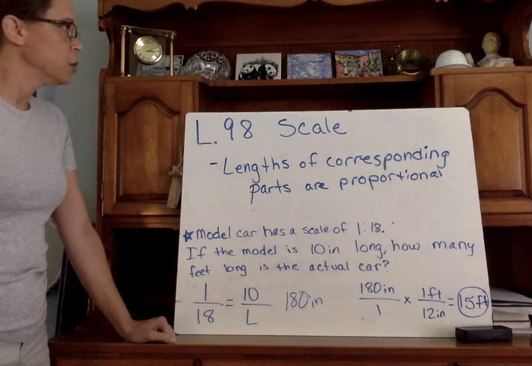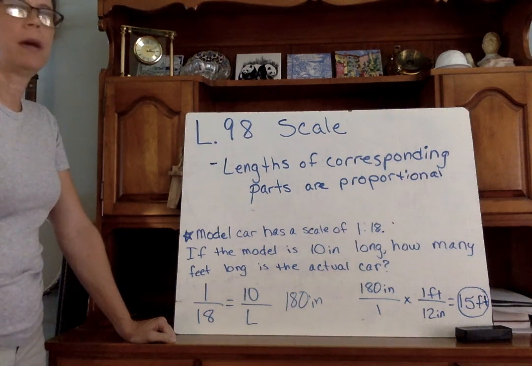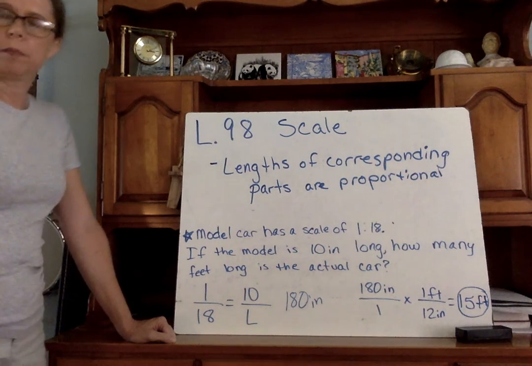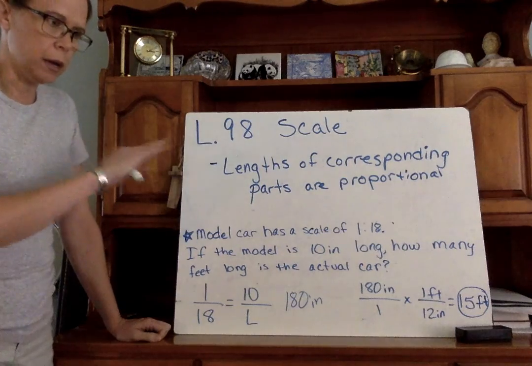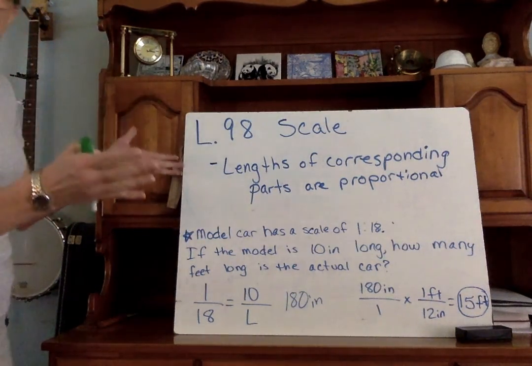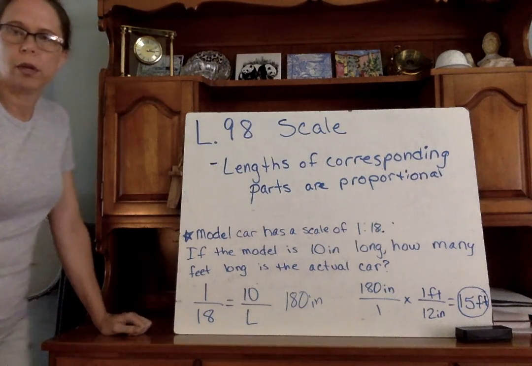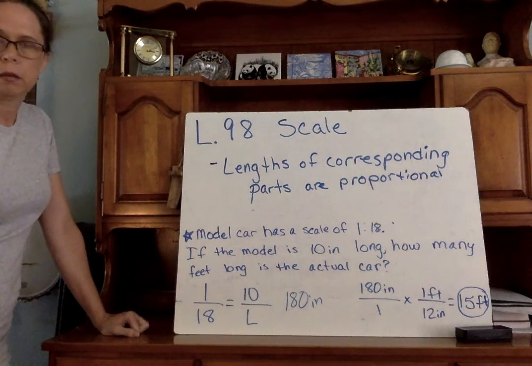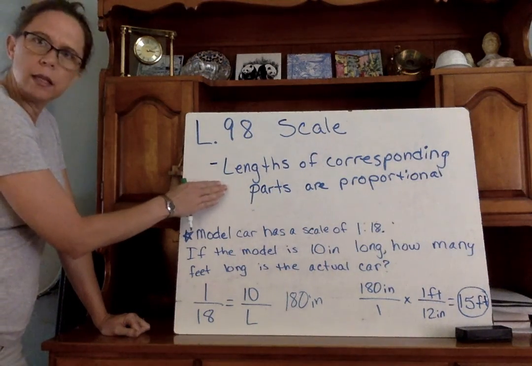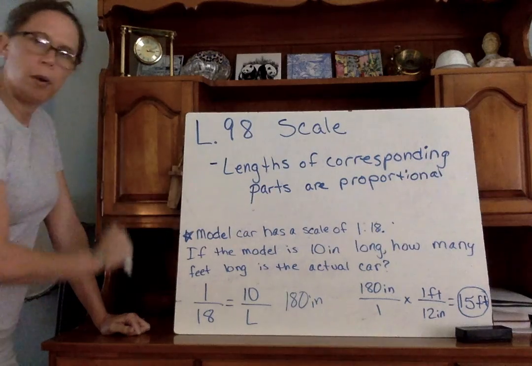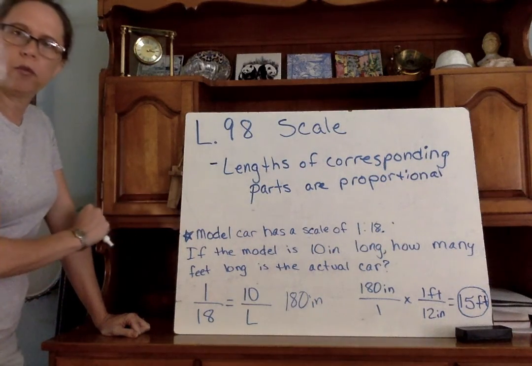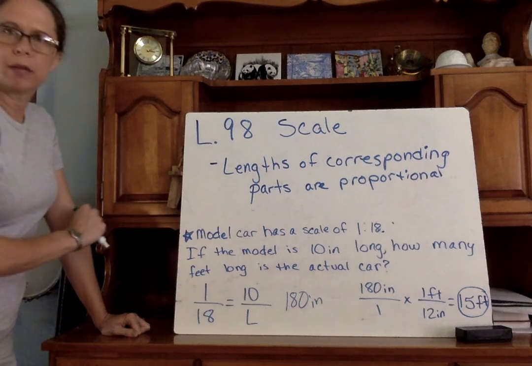Okay? So when we talk about scale, we think about things like building a model car or drawing plans, like an architect draws plans for a building. The model or the plans would be smaller than the actual object that it's representing. But the thing we need to realize is that the lengths of the corresponding parts are proportional. Okay, so we're going to still use our idea of proportions to talk about scale.